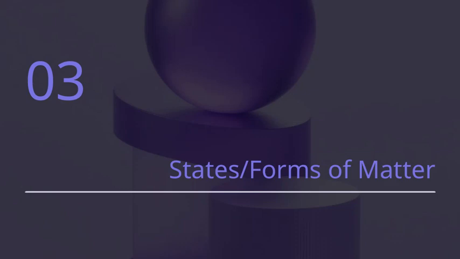Today, we're going to explore the different states and forms of matter. Matter, as you know, is everything around us that has mass and takes up space. The most common states of matter are solid, liquid, and gas, but there are also others like plasma and Bose-Einstein condensates. Let's start with solids.